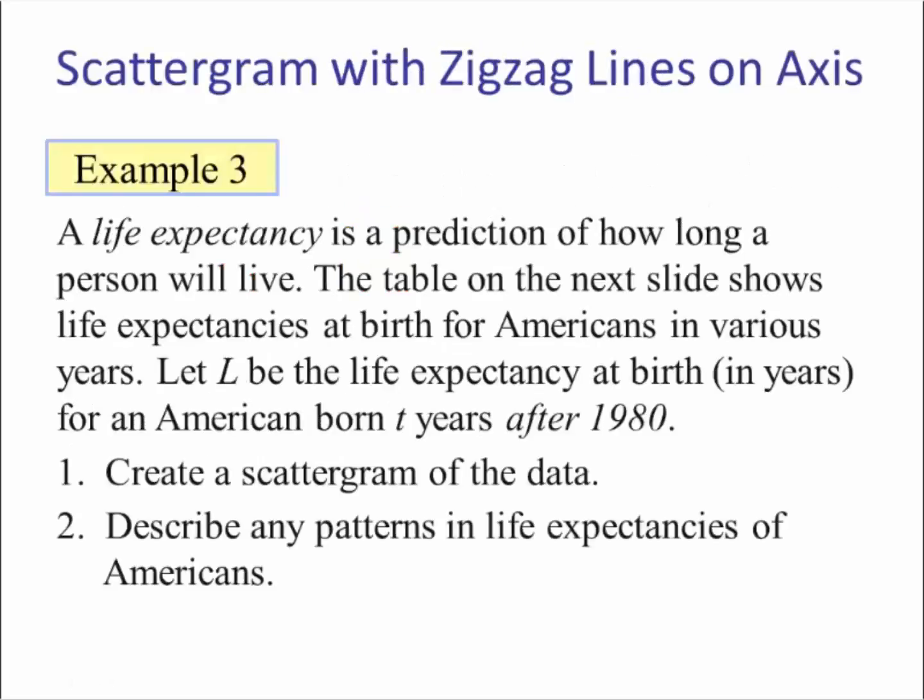Example 3. A life expectancy is the prediction of how long a person will live. The table on the next slide shows the life expectancies at birth for Americans in various years. Let L be the life expectancy at birth, measured in years, for an American born t years after 1980. Number 1, construct a scattergram of the data. Number 2, describe any patterns in life expectancy of Americans. Let's look at the raw data.